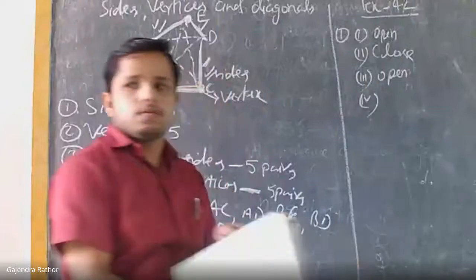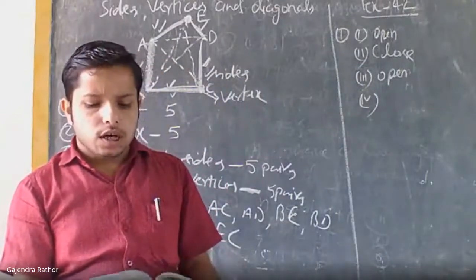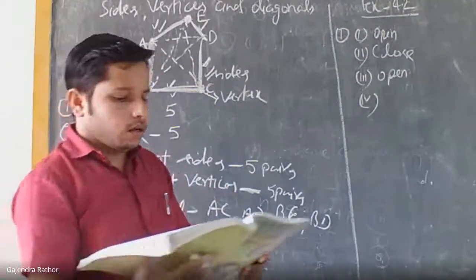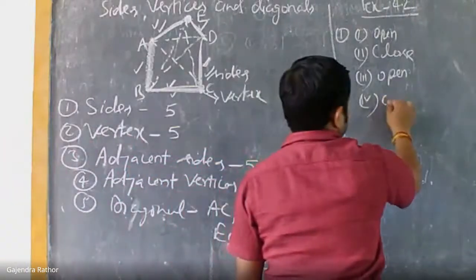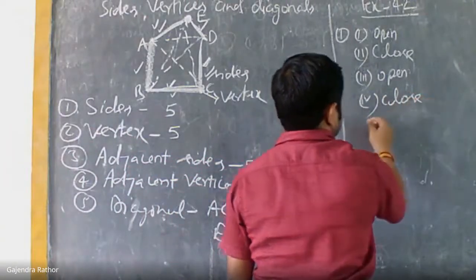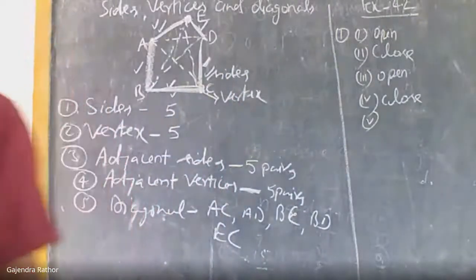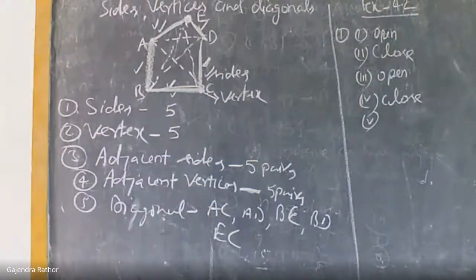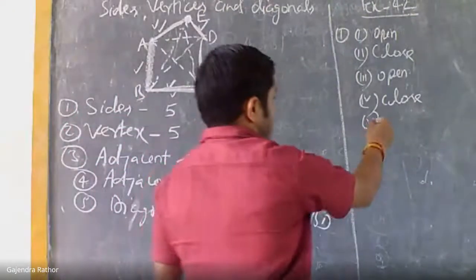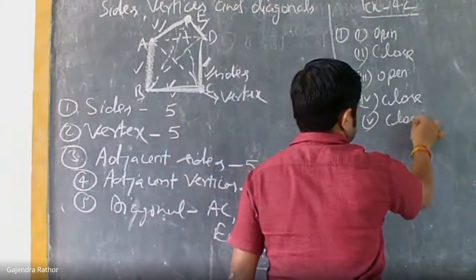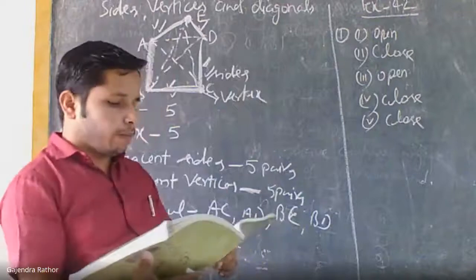Next, the fourth is a triangle. So this is closed. The next, fifth, what is the type of the fifth? Closed. Fifth is also closed? Yes. The first question is completed.